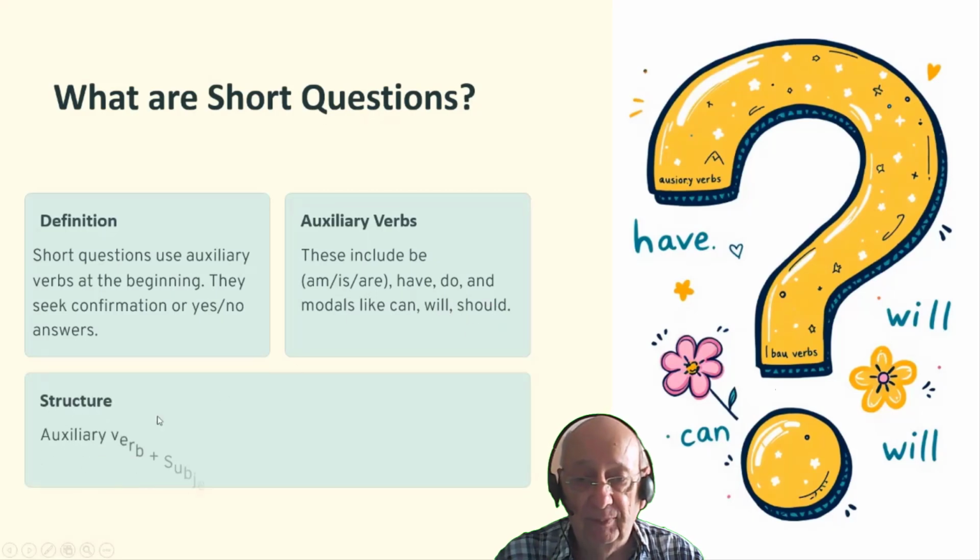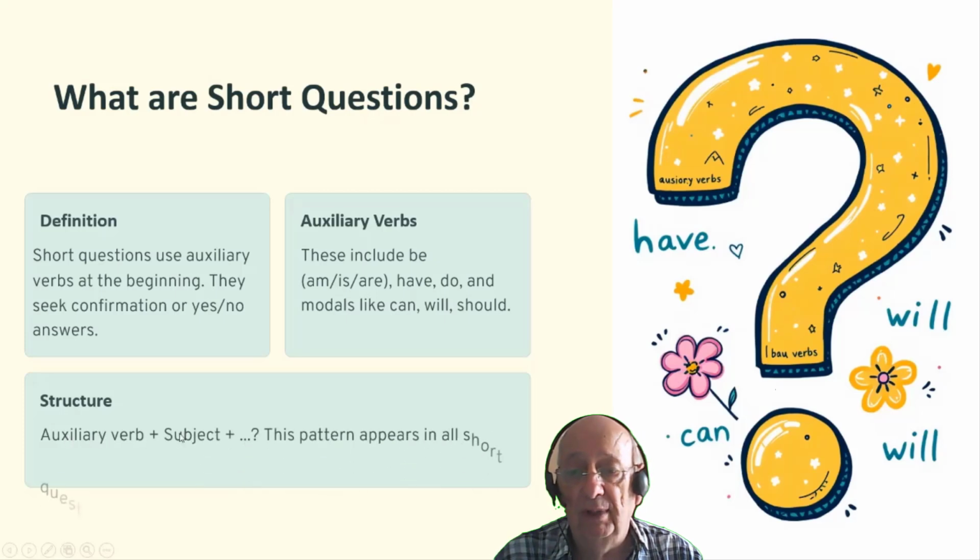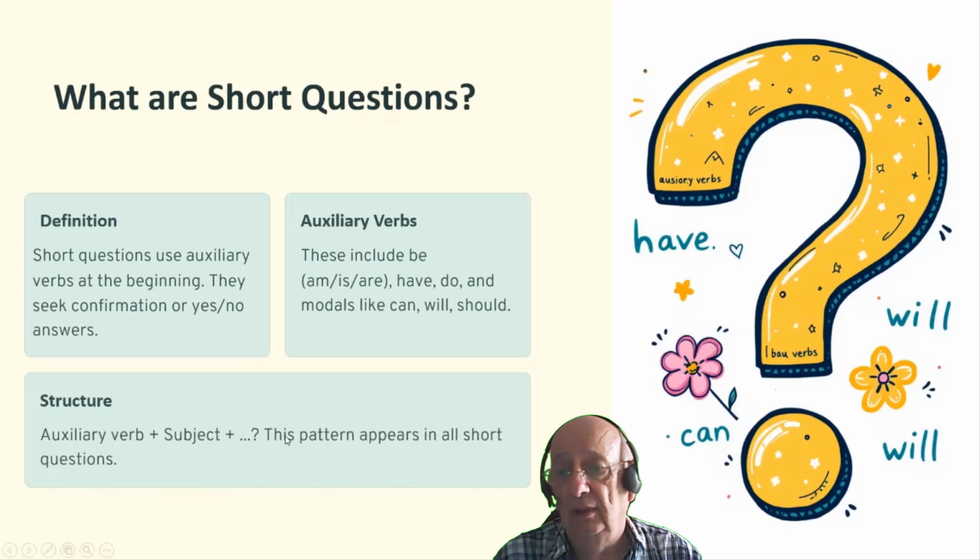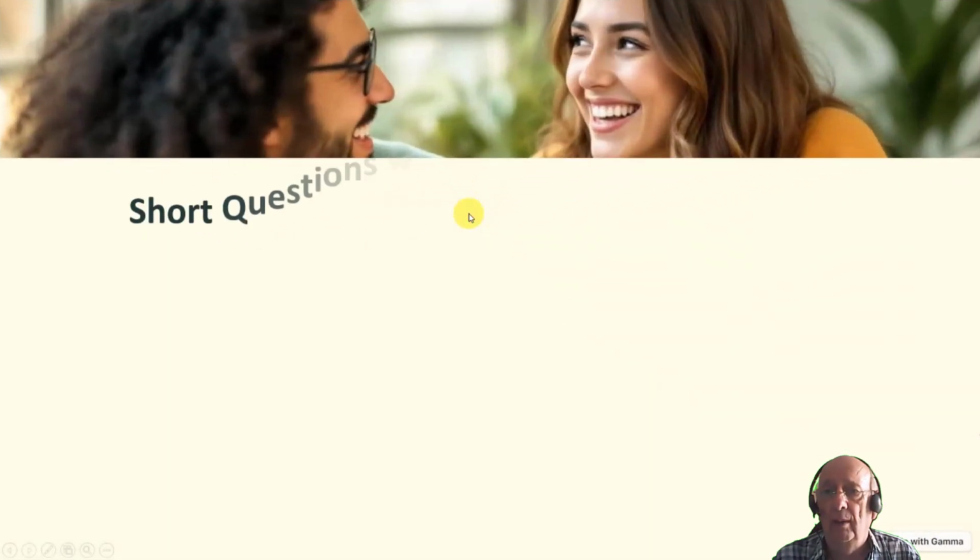The structure. Auxiliary verb plus subject plus. This pattern appears in all short questions, right? So it is the auxiliary verb plus its subject plus a short question. Okay, let's have a look at short questions with be.